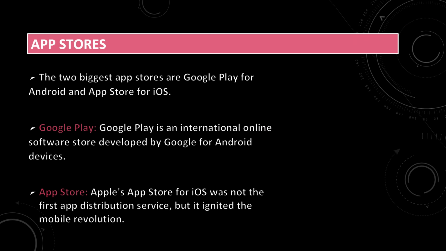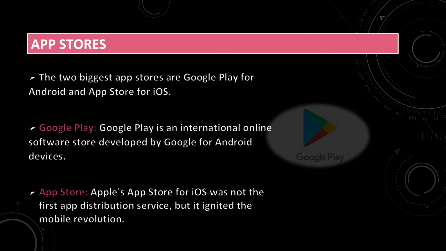Now let us discuss about App Store. What is an App Store? Apps that are not pre-installed are usually available through distribution platforms called App Stores. Meaning, if you want to get any application for your phone, you can get it from App Stores. The two biggest App Stores are Google Play for Android and App Store for iOS.